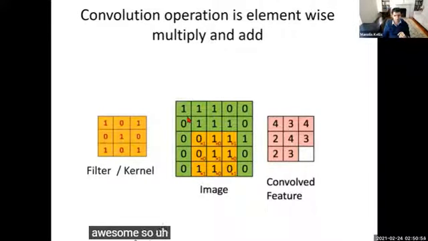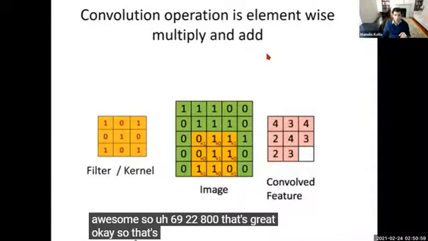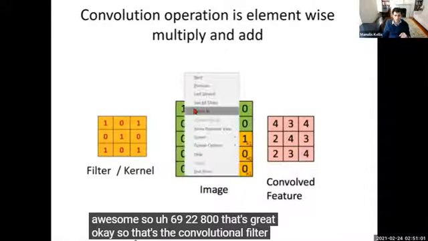Awesome. So 69, 22, 800. It's great. Okay, so that's the convolutional filter.